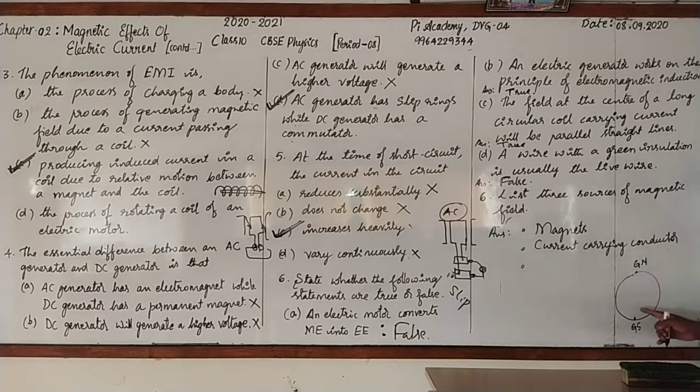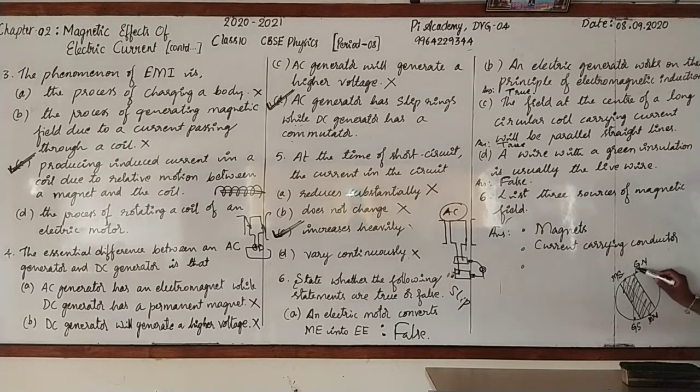Geographic north and geographic south. William Gilbert has told that Earth acts as a huge bar magnet like this. Then its south pole is nearby geographic north. This is magnetic south, the pole of the magnet. And this is the north pole of the magnet, that is magnetic north. It is nearby geographic south.